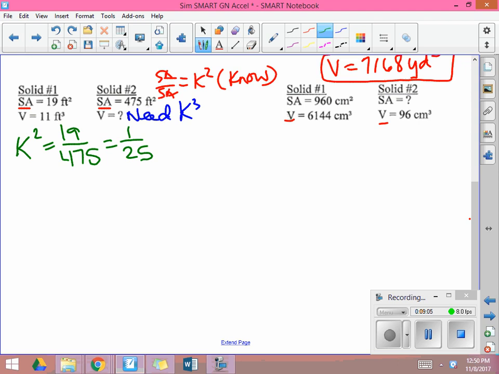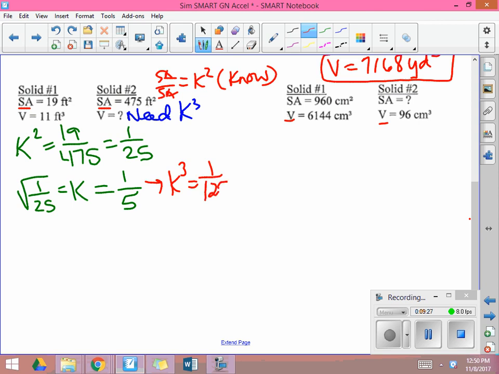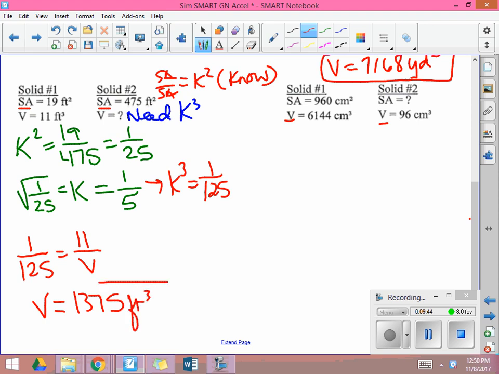If I know k squared is 1 over 25, I can take the square root of 1 over 25 to find k. So the square root of 1 is 1. The square root of 25 is 5. Now that I know that, then I can cube it to find out it's 1 over 125. Now I can set up my proportion. I could say 1 over 125 is equal to 11 over v, and I can cross multiply, and I can find out that my volume is 1375 feet cubed.